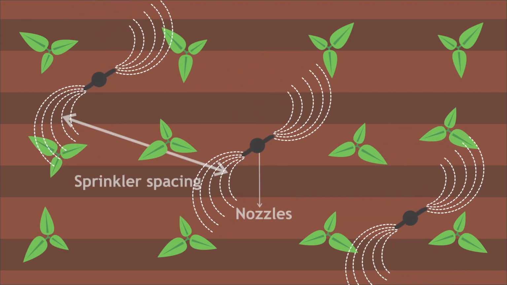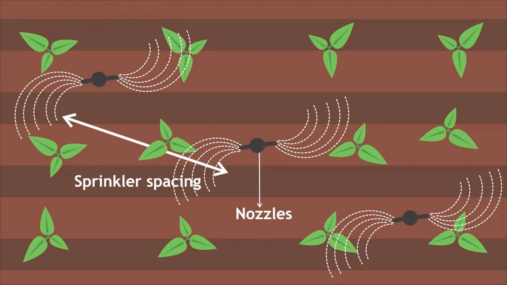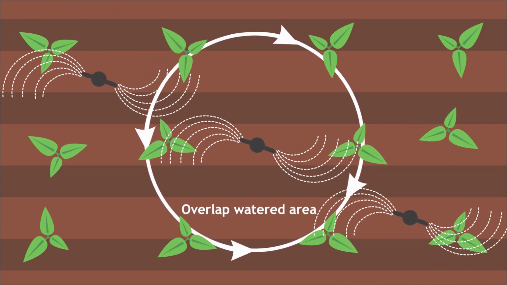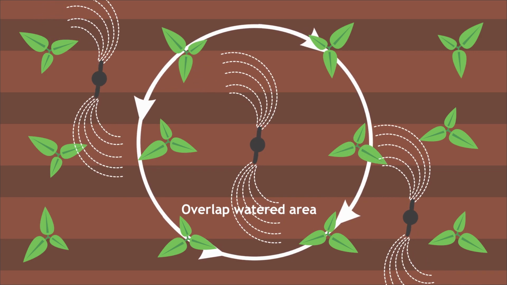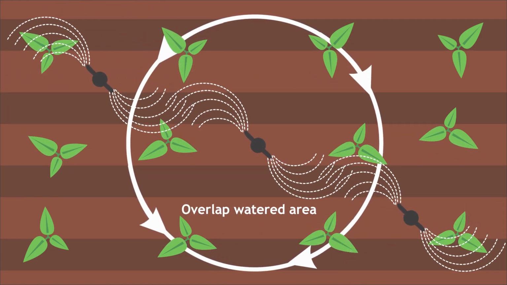Both the operation and efficiency of sprinklers depend on the degree of uniformity of water application, which in turn depends on the water spray distribution characteristics of sprinkler nozzles and the sprinkler spacing. The sprinklers are installed in a manner that they overlap the watered area. This overlap may seem like a waste, but it is necessary.